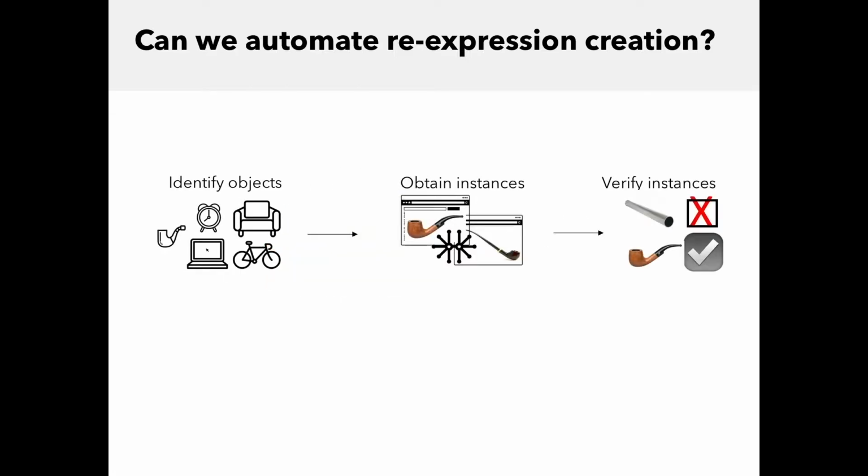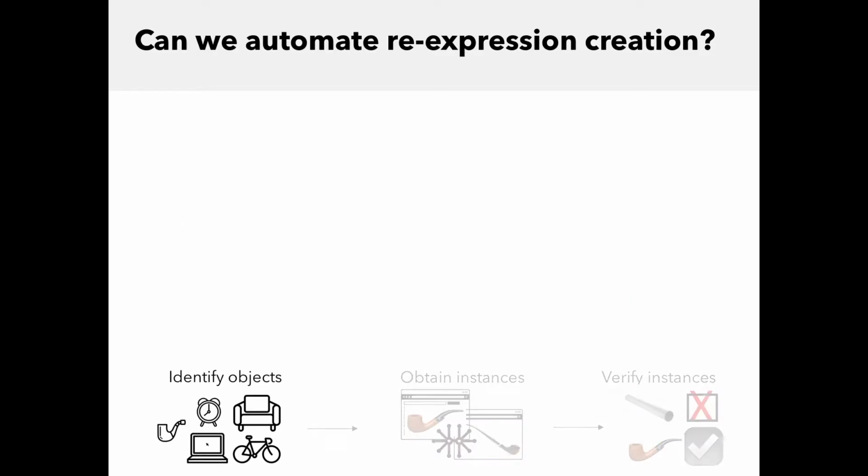And so to build the database, we have this 3-stage process where first we're going to think about objects that have criteria that we think are good for re-expressing measurements. Then we'll obtain instances of those objects from various online sources, and then we'll make sure that the objects that we got instances for are in fact represented by those instances. So briefly walk you through this.